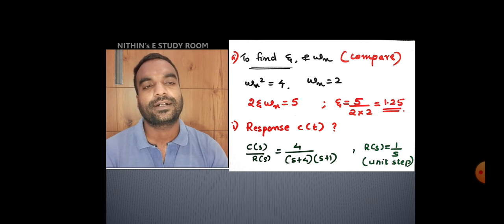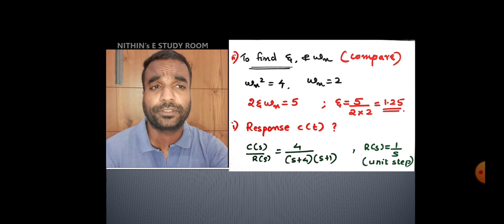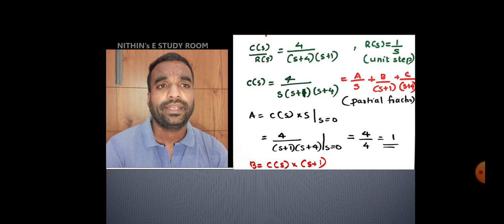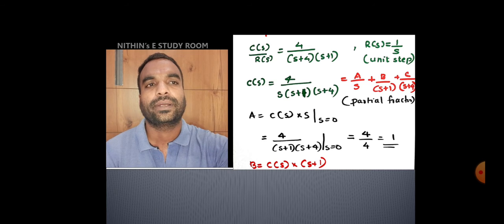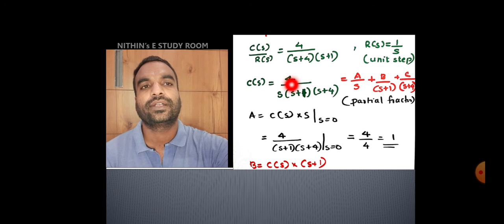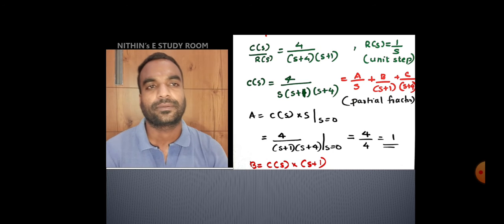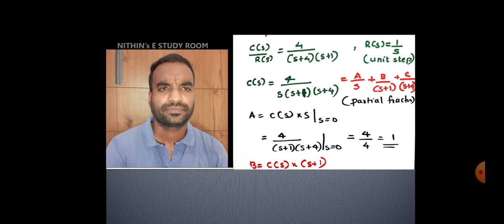So C of s by R of s is equal to 4 by (s plus 4) into (s plus 1), and C of s is equal to 4 by (s plus 4) into (s plus 1) into R of s, where R of s is equal to 1 by s. So cross multiply. Then we will get C of s is equal to 4 by s into (s plus 4) into (s plus 1).